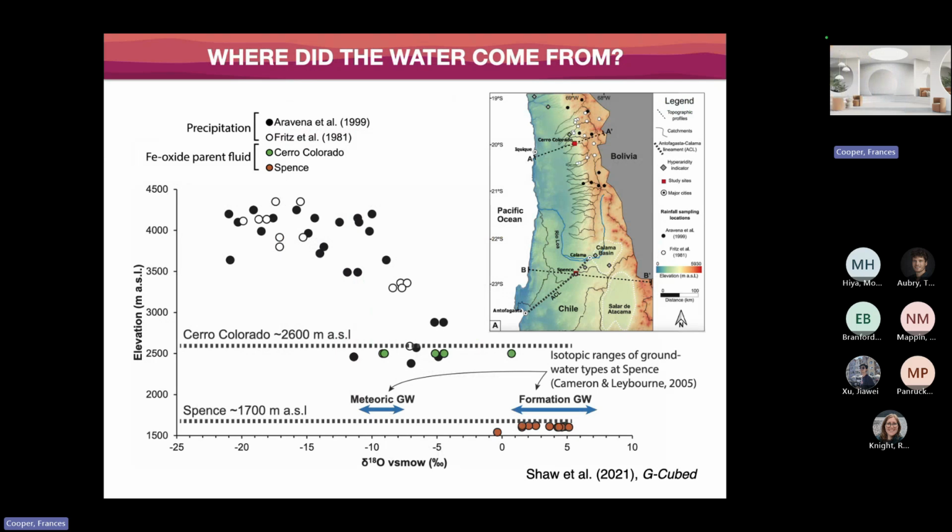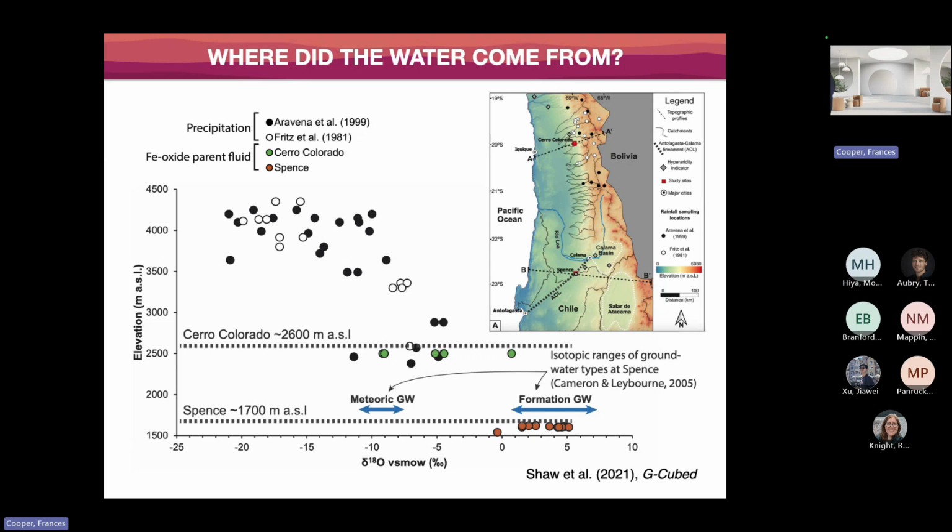So that's raised some interesting questions because basically what we're suggesting is that we were still getting leaching going on at Spence, even when the climate was already hyperarid. And we also know that it was buried under quite a lot of gravels by that point. So how was it getting the water? Where was that water coming from?